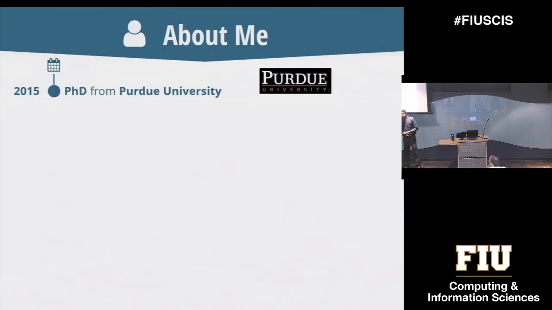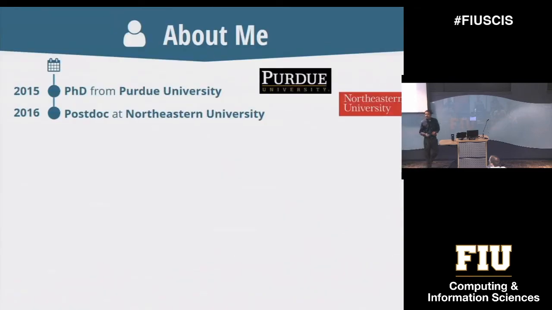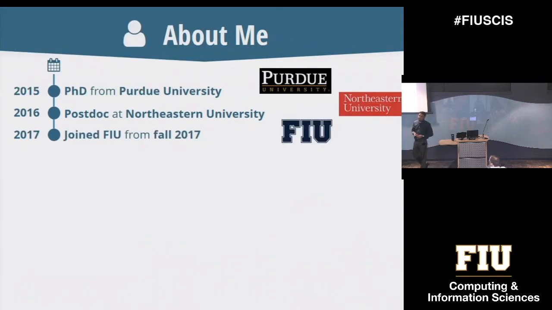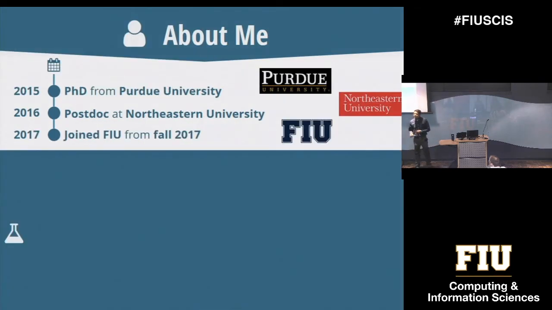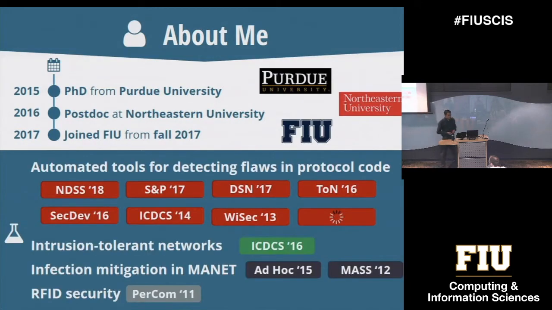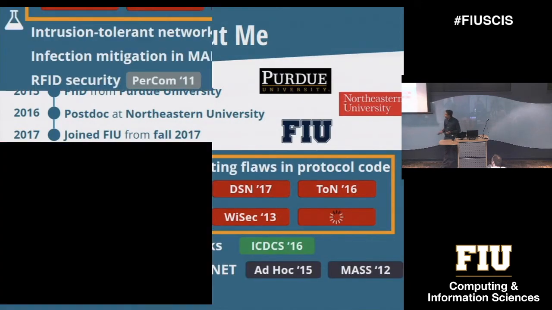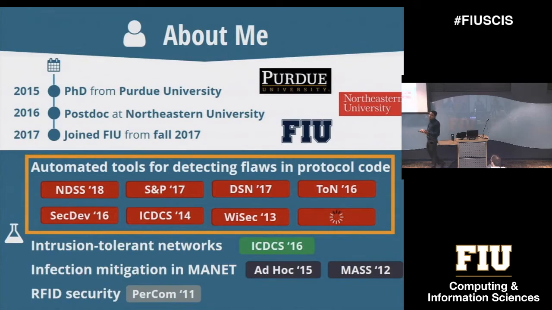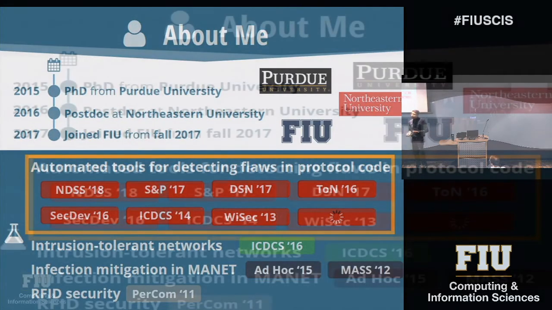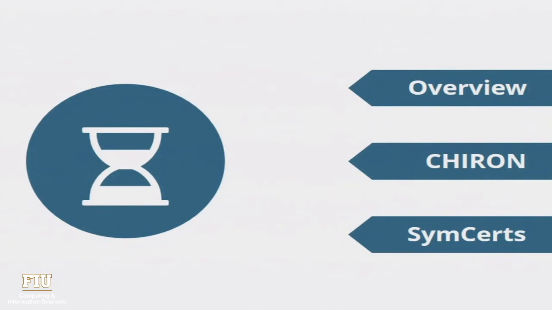I graduated from Purdue, and then I was at Northeastern for a postdoc, and I joined FIU this fall. So I basically work in network system security, where currently my primary focus is on building tools for detecting flaws in protocol code. For this talk today, I will start with an overview of my research, and then followed by that I will talk about two of the systems that we built.